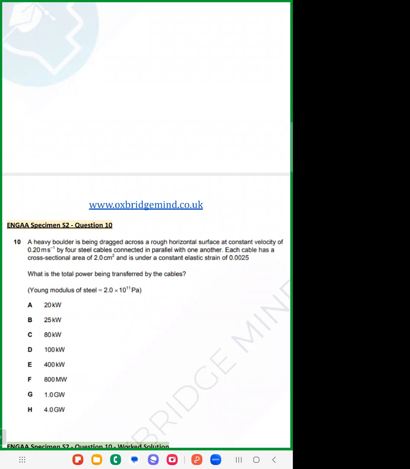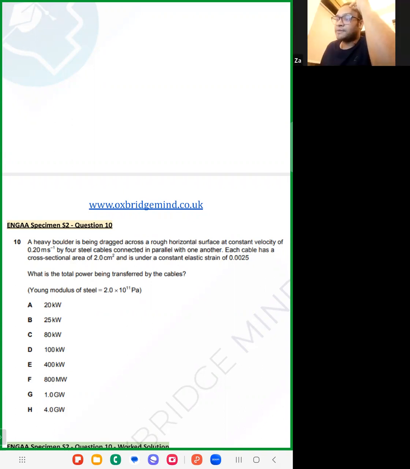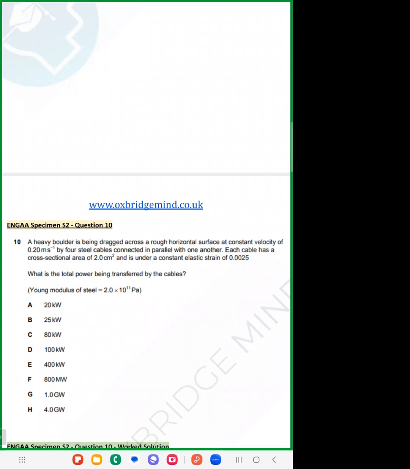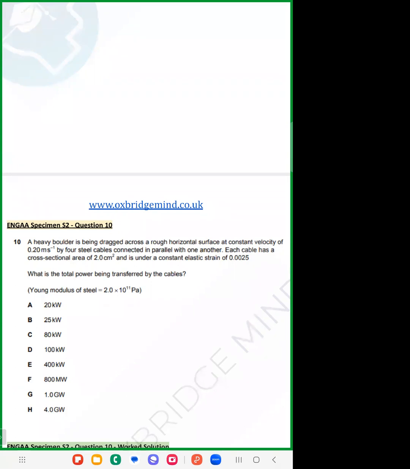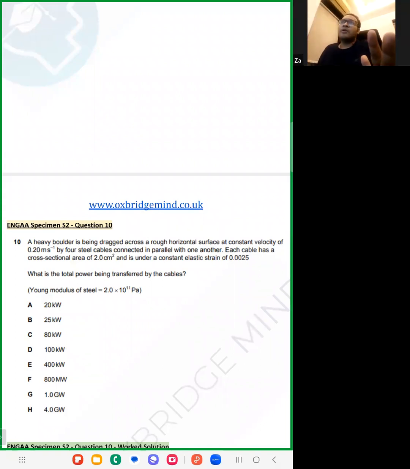So my answer isn't actually on the list, which means I've done something wrong. See, there are 4 steel cables. Maybe you have taken that net tension as wrong, right? Maybe I didn't multiply by 4. Power is F dot V, that you know. Force is a vector, velocity is a vector, and then you do the dot product to get the power, right?